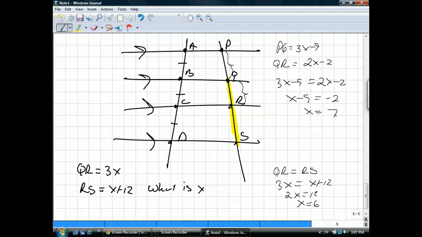Okay? What if QR equals 20? So QR, right here, equals 20. Then what does QS have to be? What is the length of QS? Well, RS also has to be 20, so QS has to be 40.